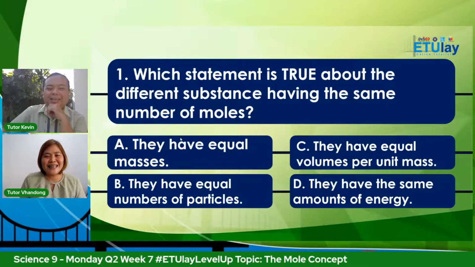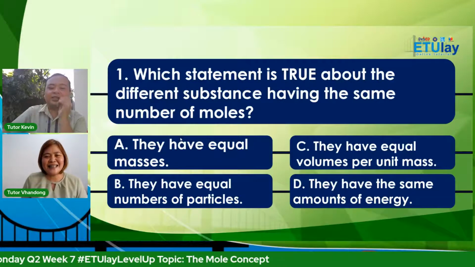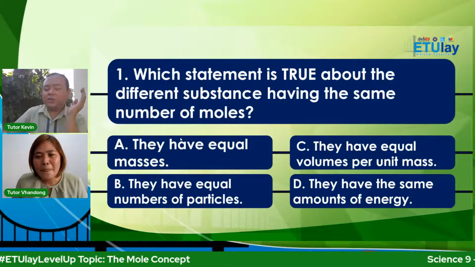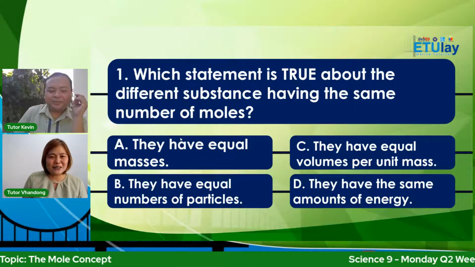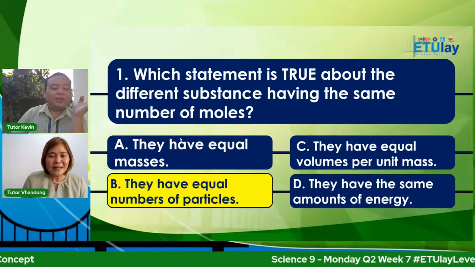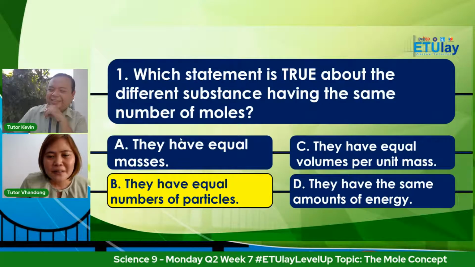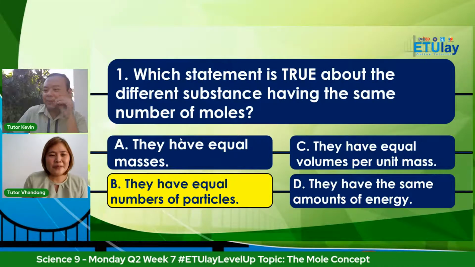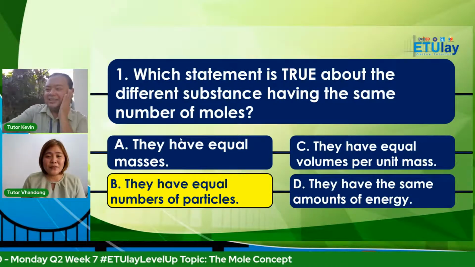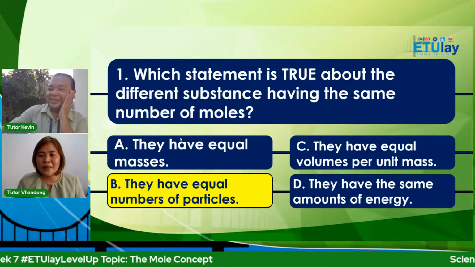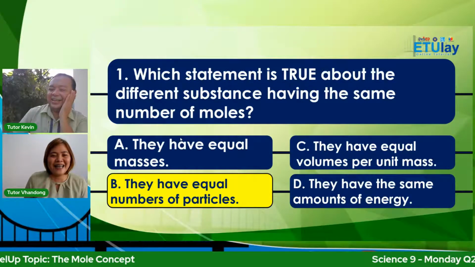Which statement is true about different substances having the same number of moles? Of course, the answer is letter B. They have equal number of particles. Tandaan natin yan. Maraming tumama, halos lahat sila tama.